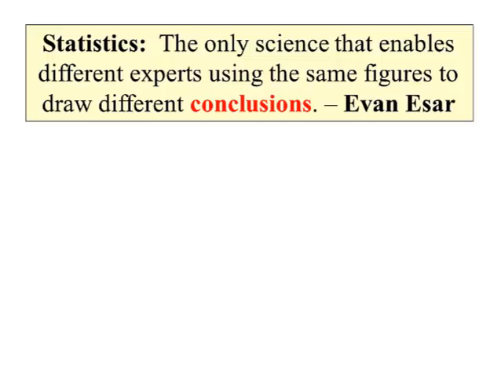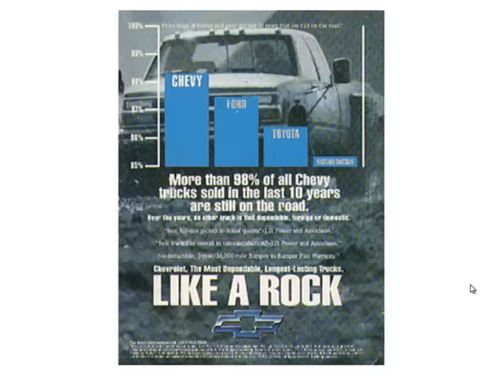We're going to be looking at how graphs contain or display the same information, but the viewer may draw different conclusions. Okay, let's begin with the vertical axis. Here is an ad from Chevy trucks. The claim is more than 98% of all trucks sold in the last 10 years are still on the road. And we have a bar chart here. Here's Chevy, Ford, Toyota, and this is Nissan. And what we see from this graph is that Chevy appears to be the best.